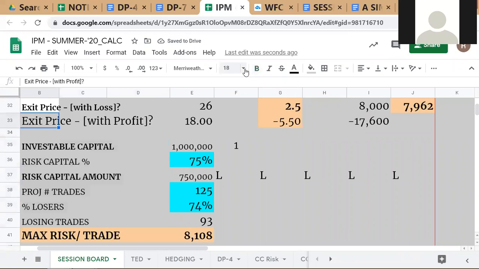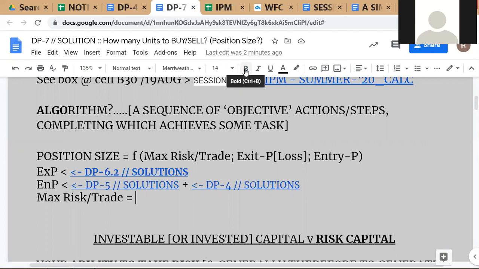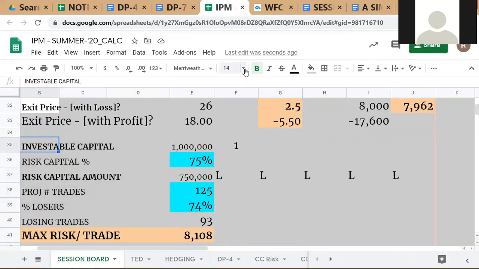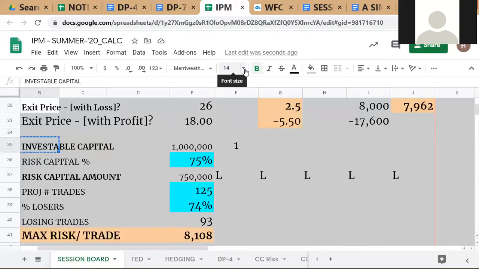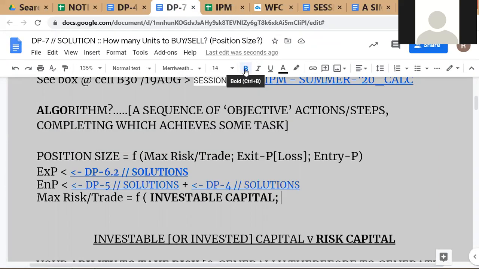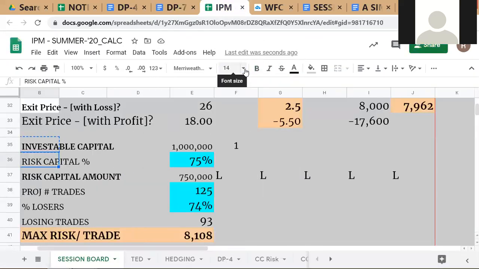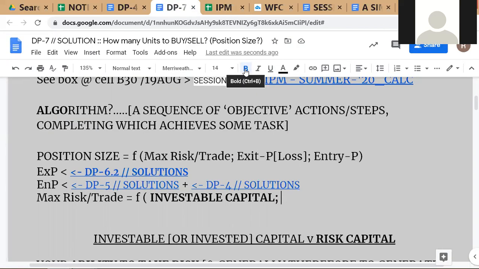Okay. So it is a function of, let me call this, that's okay, let's write it initially like this. So this is a function of investable capital, okay, the function of risk capital percentage. So investable capital and risk capital is a function, yeah.